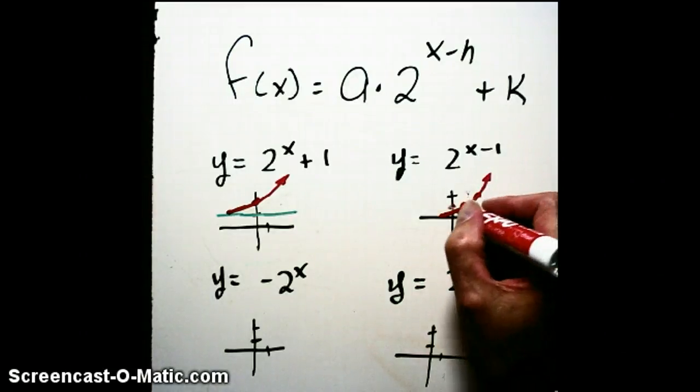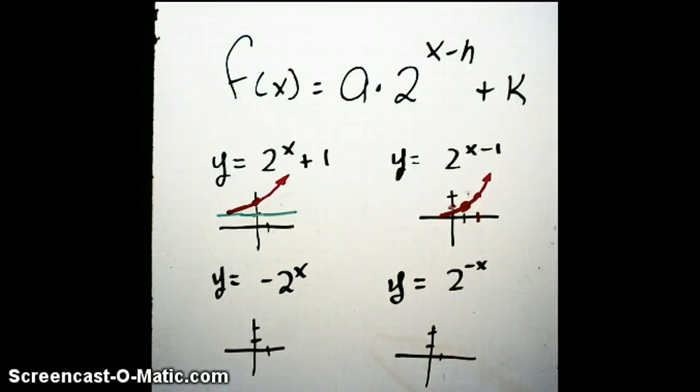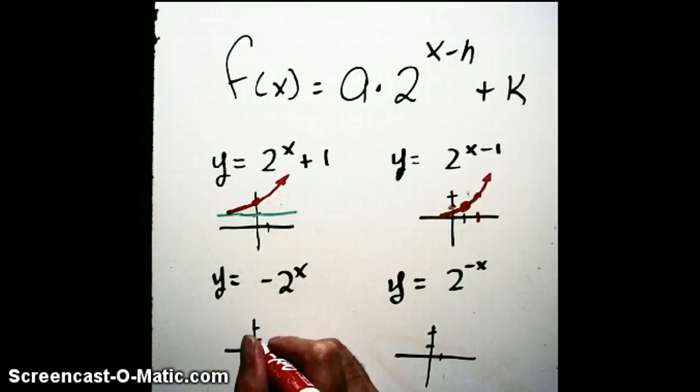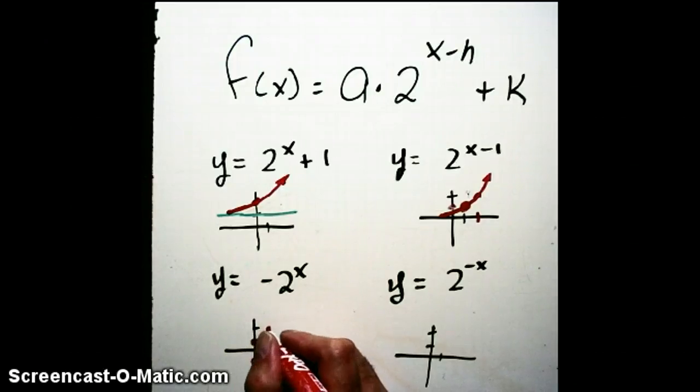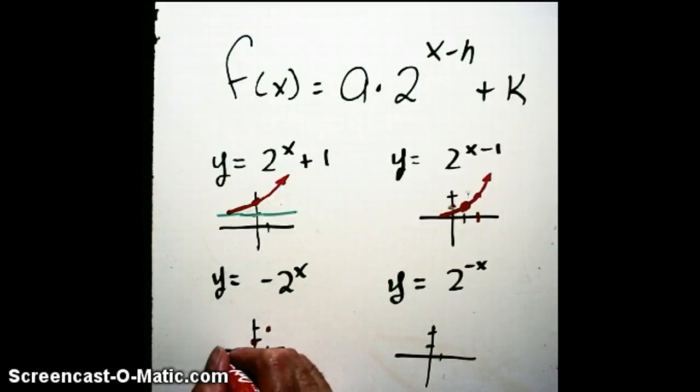You can call this the anchor point. Okay, it really helps you out. Now what about this function? Well, that's a good question. Now remember, there's a minus in the front, so that means it's going to be flipped. Flipped over the y-axis or the x-axis. It's going to be the x-axis. So instead of 0, 1, I'm going to have 0, negative 1. Instead of 1, 2, I'm going to have 1, negative 2. Okay? So there you go.